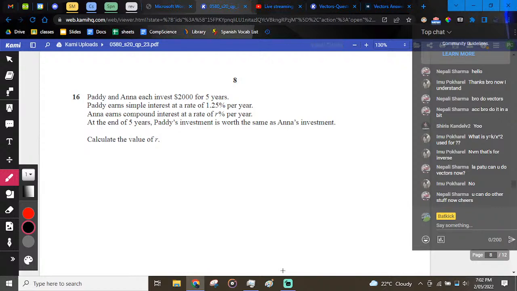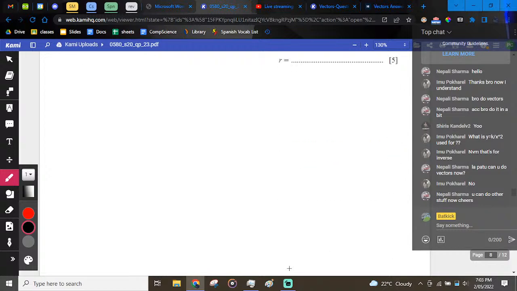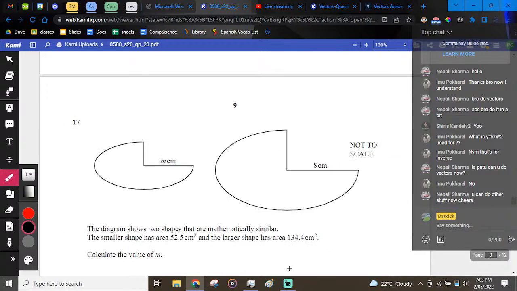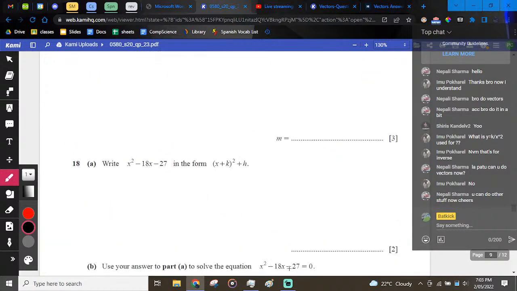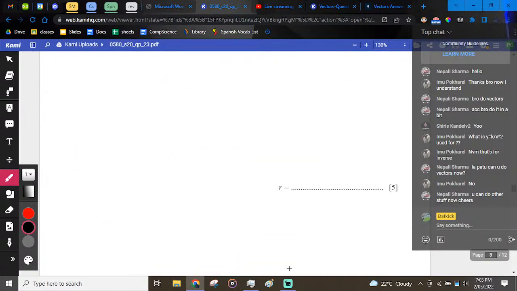Patty and Anna each invest $2,000 for 5 years. Simple interest, compound interest. This is a brutal question. Why is this in paper? This is paper 2, right? Why is it asking such extended questions? Strange. Anyway.